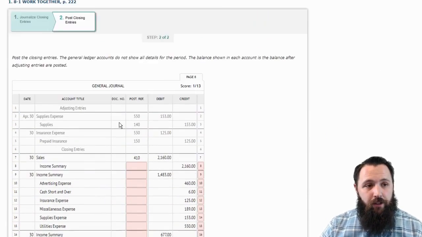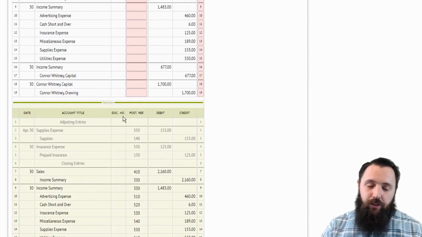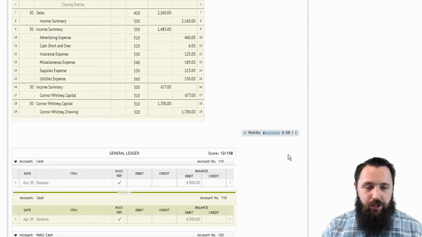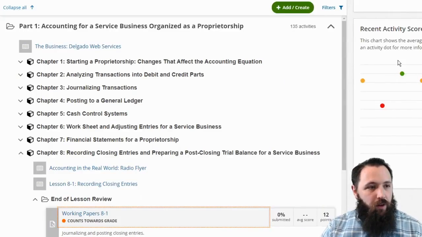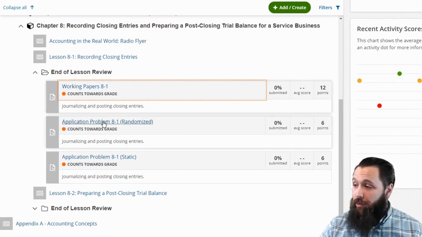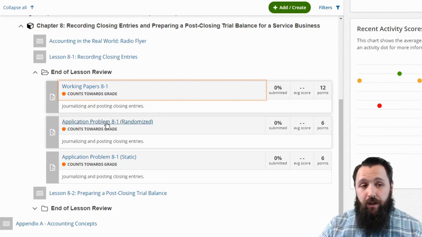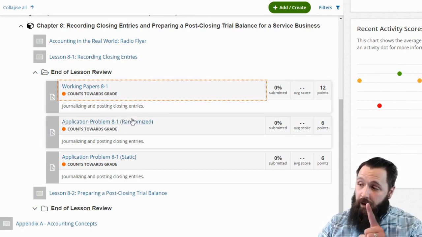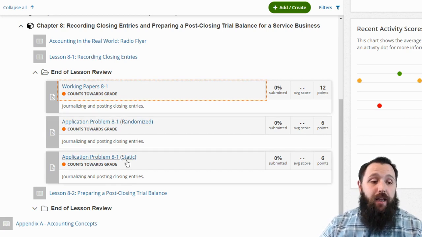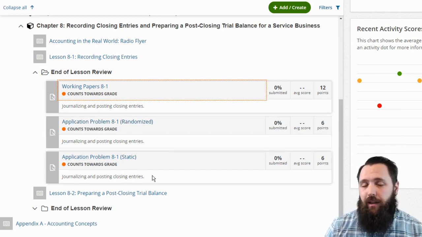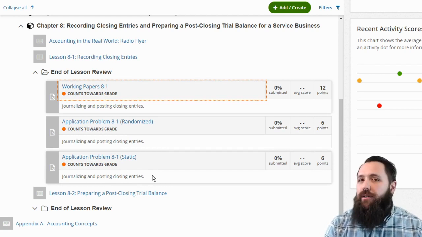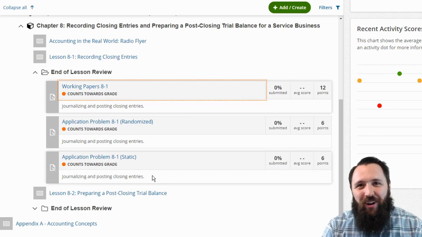So go ahead, jump into posting into the ledger here. And once you're done with that, go ahead and do the rest of the working papers. Application problem 8.1 is randomized. So you're going to do one of those. You don't have to do all three, but just do one of them. And then application 8.1 static, so we really get practice on this. There's only 2 concepts. I want to make sure that you guys understand it 100% fully. If you have any questions for me at all, please let me know.